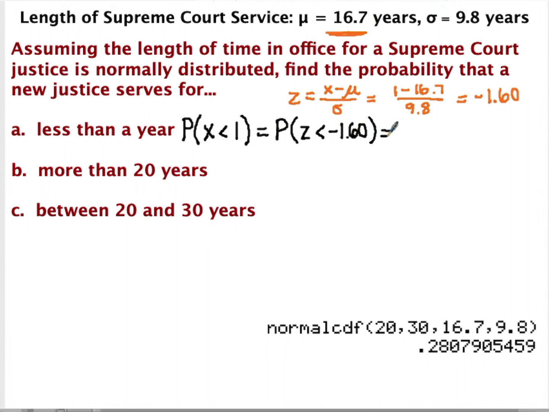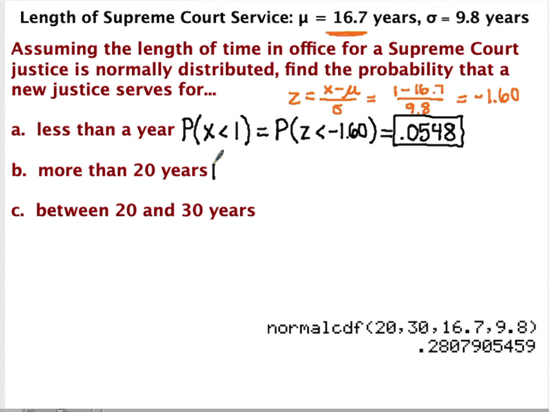Since I've converted that to a z-score from the standard normal curve, I can use the table to give me that probability. And it's set up really nice and easy because the less than is what the table is based on. If you need help using that table, just let me know, but my table is showing a probability of 0.0548, which suggests there's about a 5% chance that a new justice would serve for less than a year.